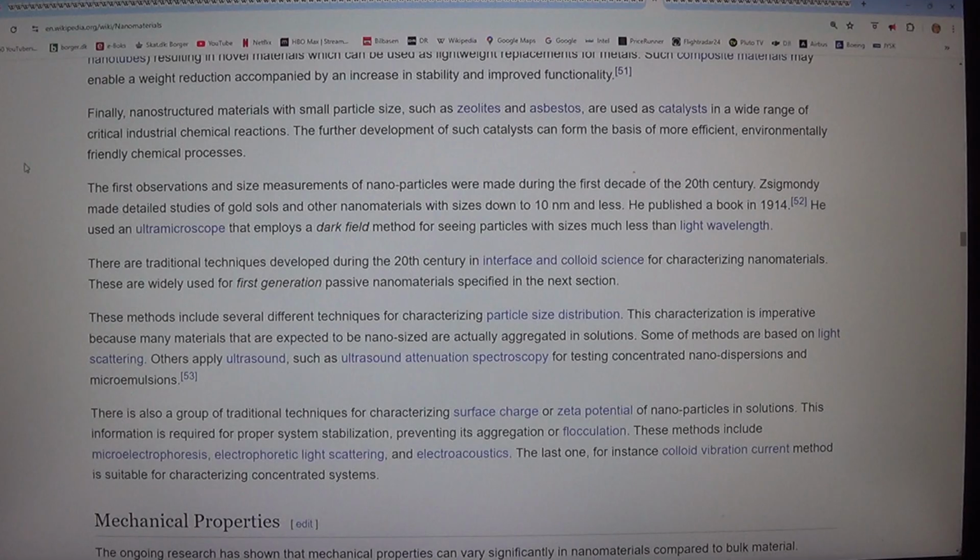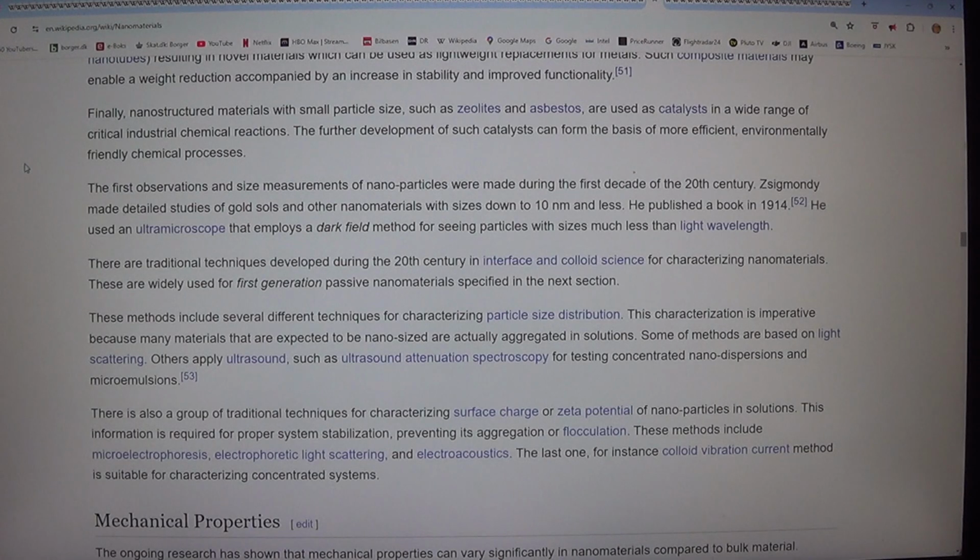The first observations and size measurements of nanoparticles were made during the first decade of the 20th century. Zsigmondy made detailed studies of gold sols and other nanomaterials with sizes down to 10 nm and less. He published a book in 1914. He used an ultramicroscope that employs a dark field method for seeing particles with sizes much less than light wavelength.